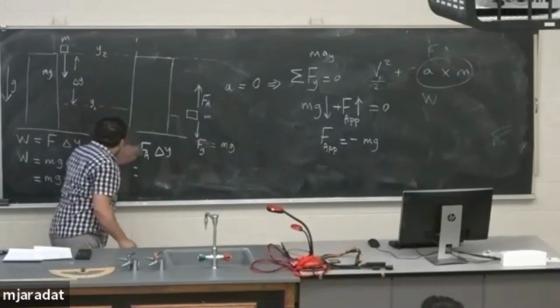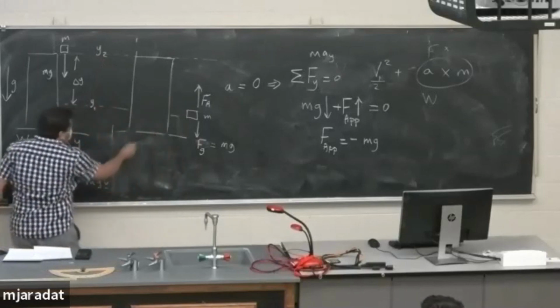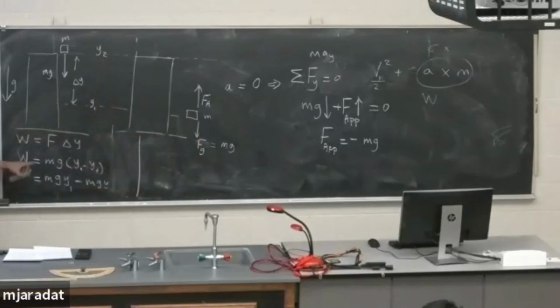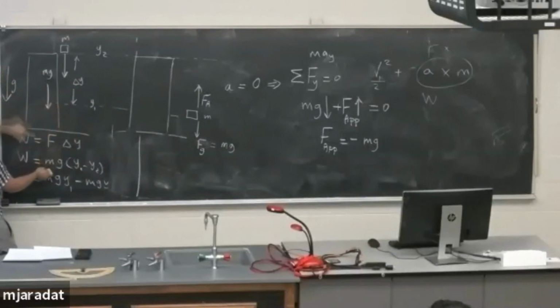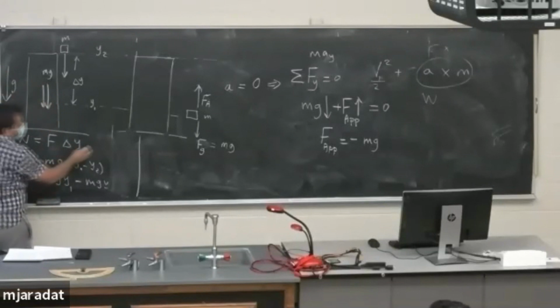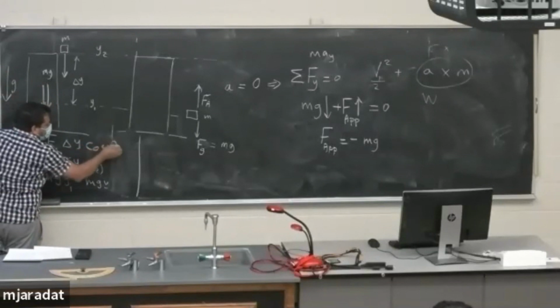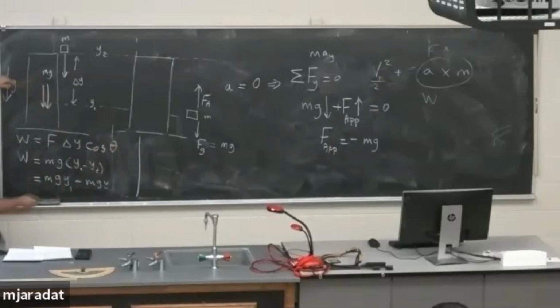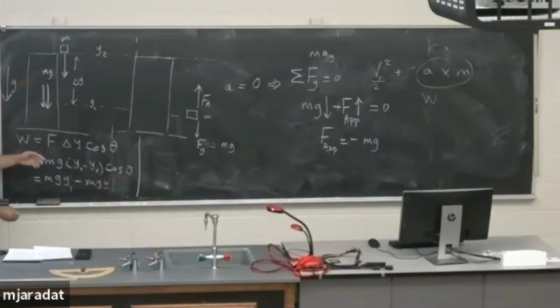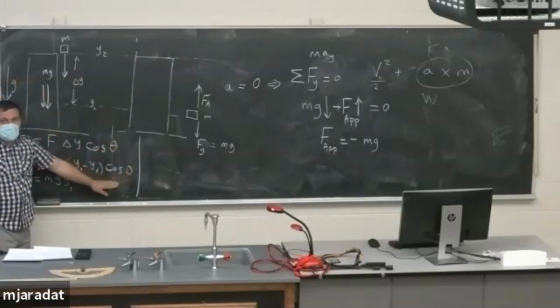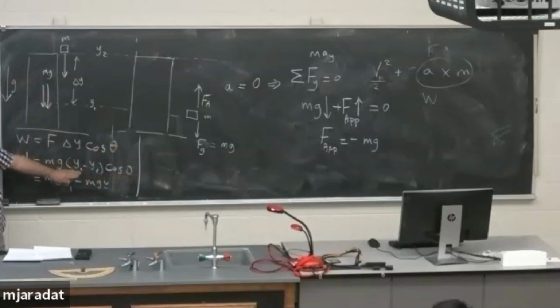I'll put it here because I missed the theta part in the first question. In the first experiment, F is downward, which is mg downward. Delta y is downward. How much is theta between them? Cosine theta. Theta in this case is 0, and cosine 0 is 1. So it will not affect anything. This will stay the same.